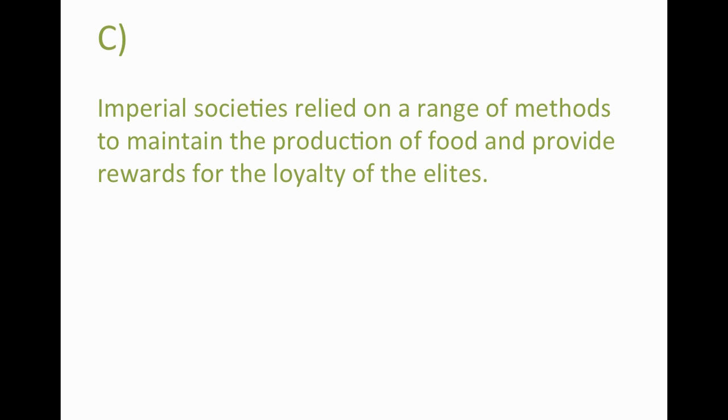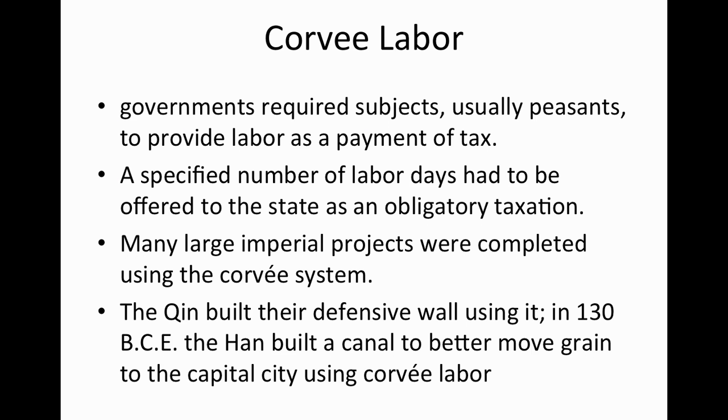All right, substrand C, imperial societies were looking at a range of methods to maintain the production of food and provide rewards for the loyalty of elites. So what you'd want to be able to articulate or at least explain is the concept of corvée labor.